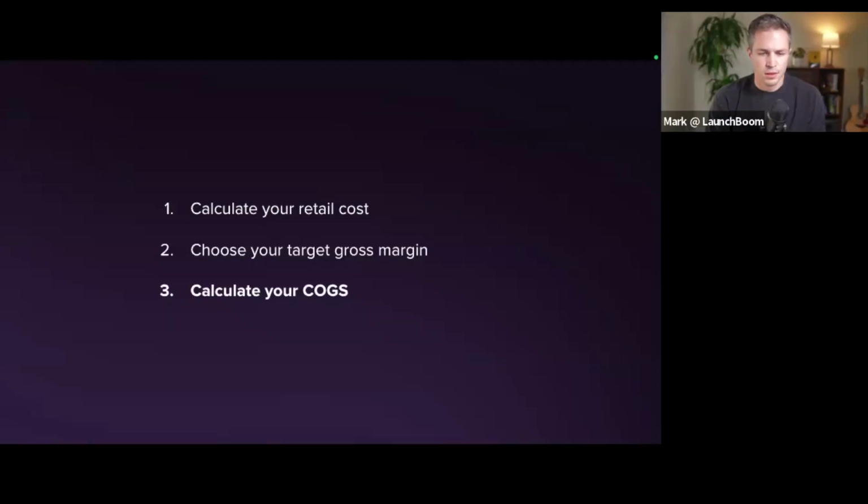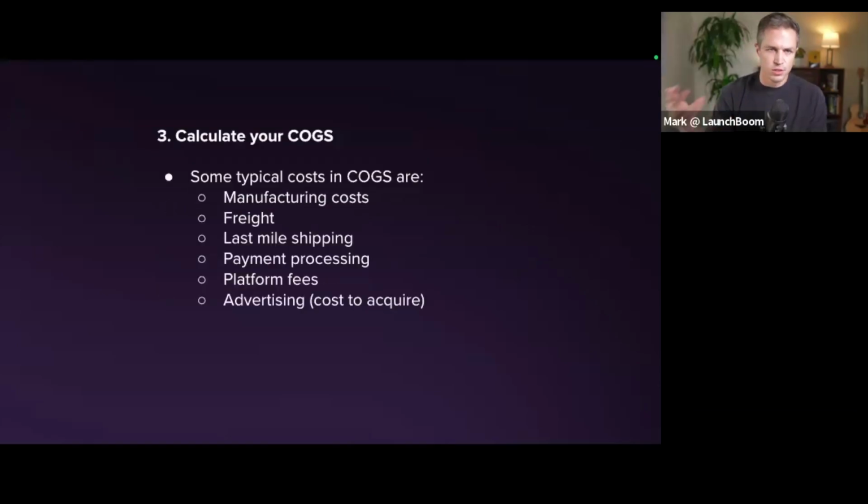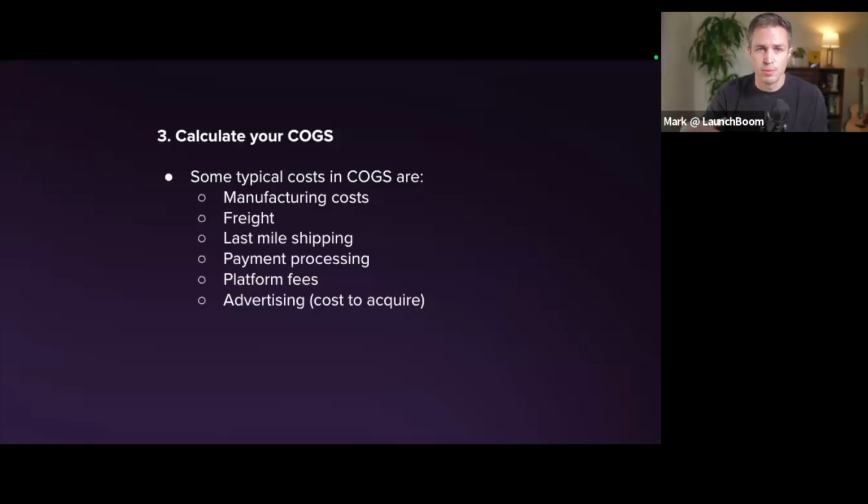All right. So the last part is calculating your cost of goods sold, so how much it costs to actually produce one unit. Some of the things I'm listing here are typical cost of goods sold. An accountant wouldn't put these in here, but I would. Things like your manufacturing costs, freight, last mile shipping, payment processing, platform fees, advertising, like the cost to acquire a customer. Also, we would now put tariffs into this. Whatever the cost of your tariff, I would put that into your cost of goods sold to figure out if you're still meeting that target gross margin threshold.